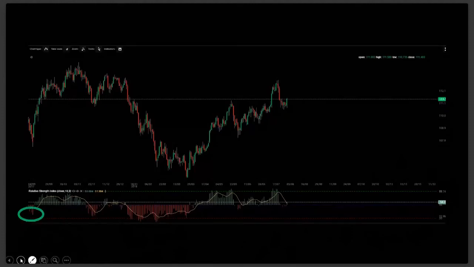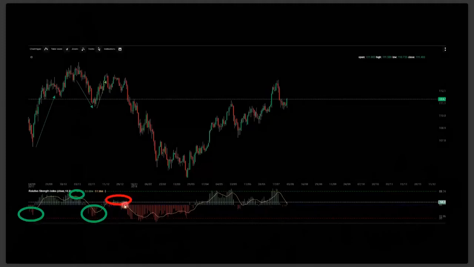Around the 30 level, indicating potentially the market is oversold, and the asset starts to move higher. Around the 70 level, the asset starts to be sold off. At the 30 level, indicating potentially that it's oversold, the market starts to buy in again.